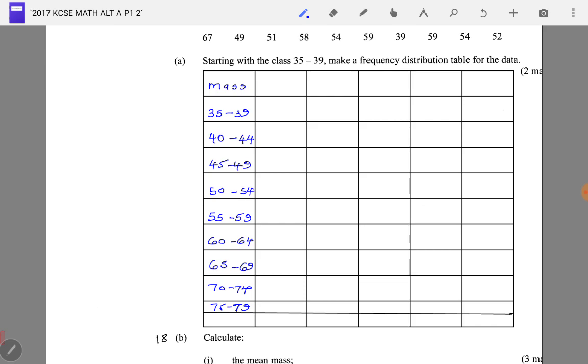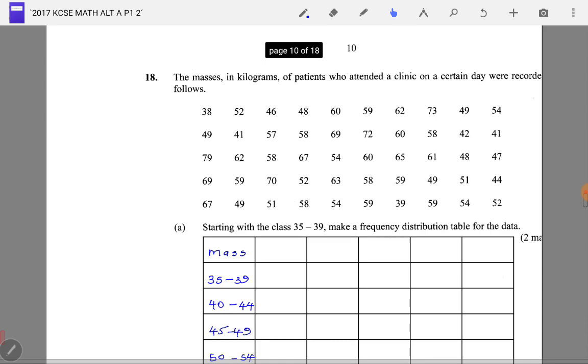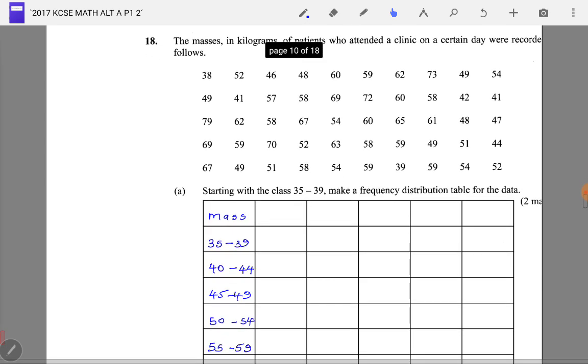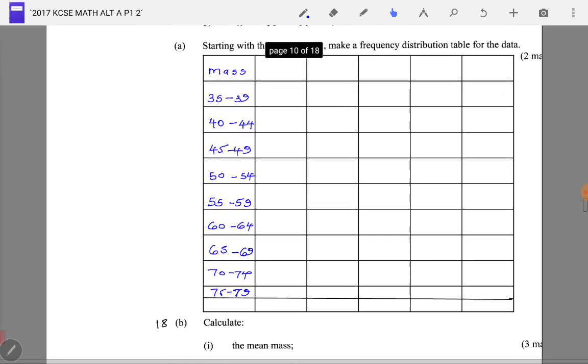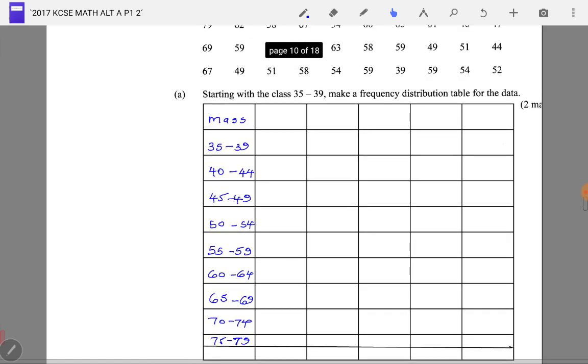You may note that we've gone up to 79 because the largest value in the masses scattered in this array is 79. So if we have our masses arranged from 35 to 79, it has captured all the masses that are given in this case. And this arrangement we got from the hint that was given from the class which was given as 35 to 39.